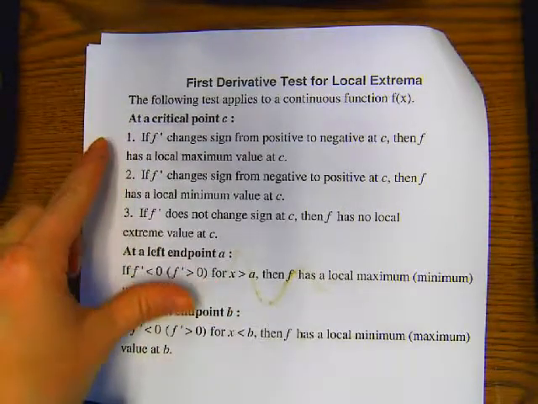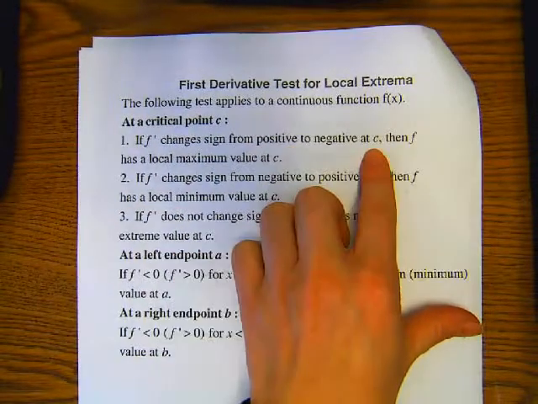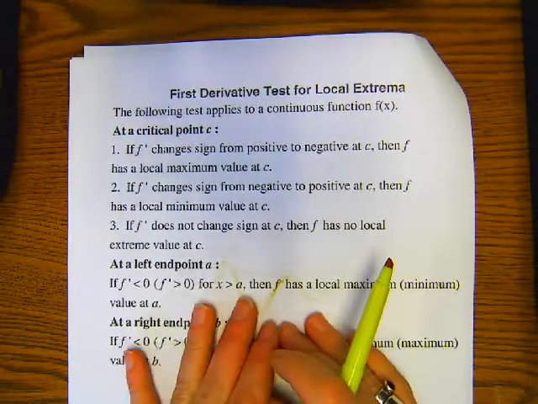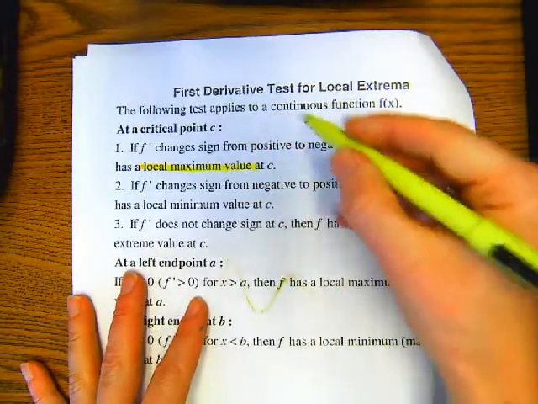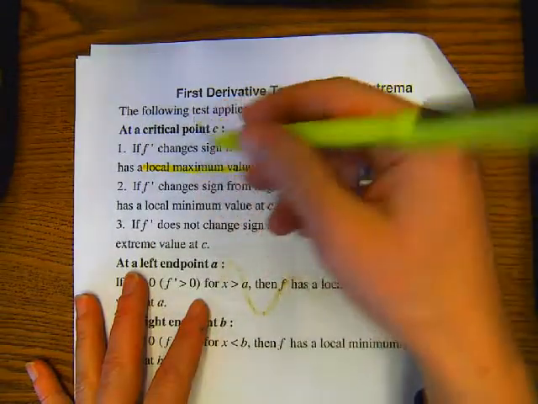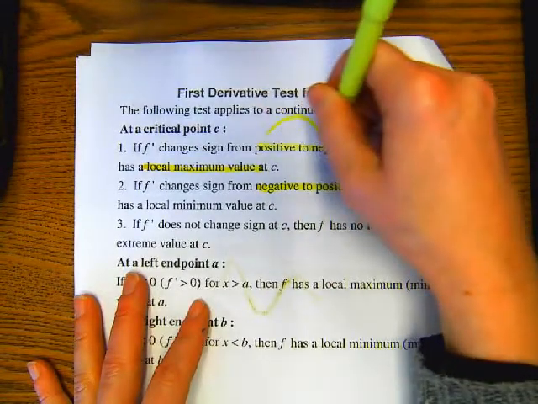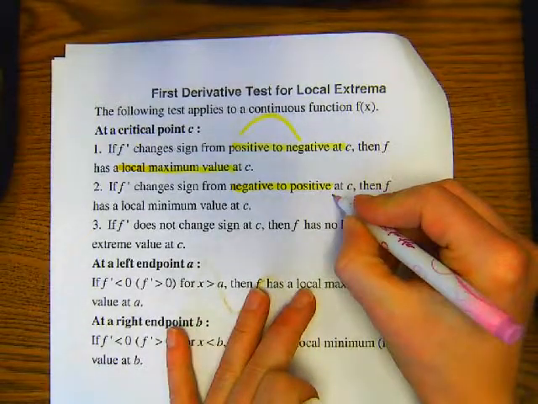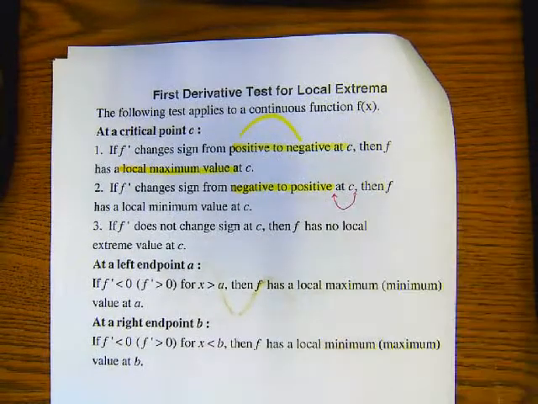At those critical points, if the derivative changes sign from positive to negative, that would mean the original function is going from an increasing function to a decreasing function. That means there's a local maximum. It's going from a positive slope to a negative slope. If the derivative changes sign from negative to positive, that means the function f of x is going from decreasing to increasing. That would mean a local minimum.